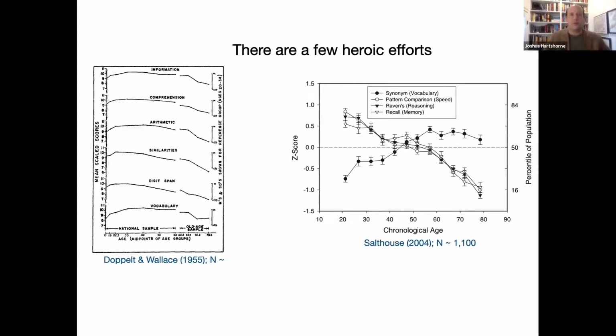There were a few heroic efforts to try to look at a larger portion of the age span, usually done in the context of norming IQ exams. Here on the left, this is from a relatively early IQ study, looking at a few different aspects of cognition. On the right is a more recent attempt by Salthouse that combined across, I think, a number of different studies he'd collected over the years. This is about 1,000 subjects. The one at the end is from Doppelt and Wallace. That's again like a couple thousand, I think.